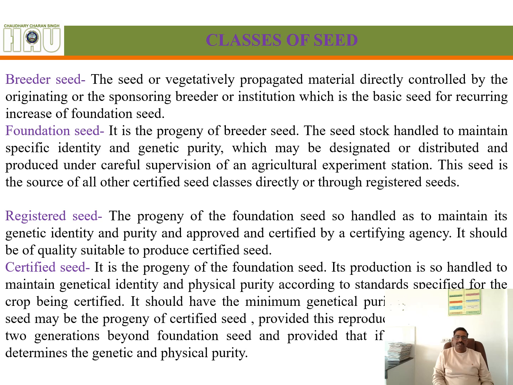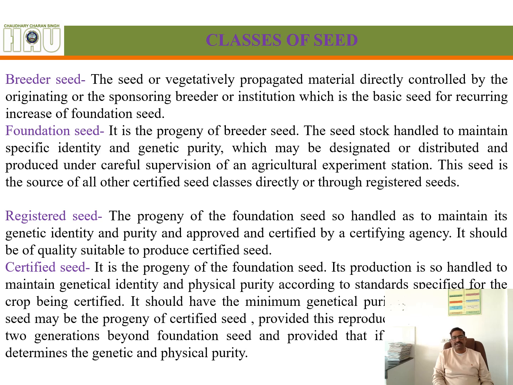Now we discuss the different classes of seed. The first one is known as breeder seed. The seed or vegetatively propagated material is directly under the control of the breeder, sponsoring breeder, or the institution, which is the basic seed for the recurring increase of foundation seed.